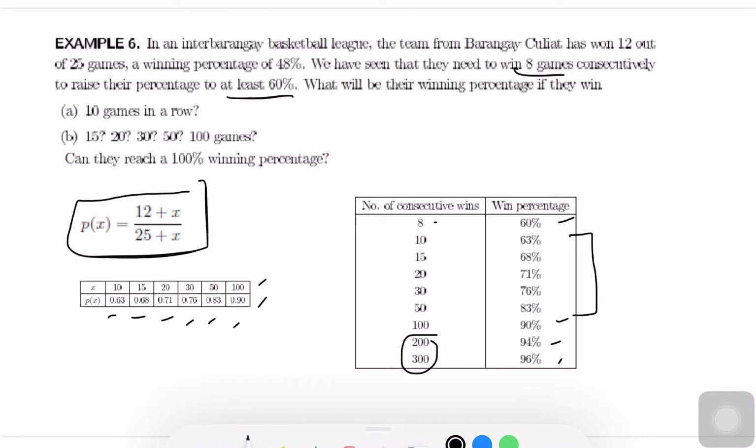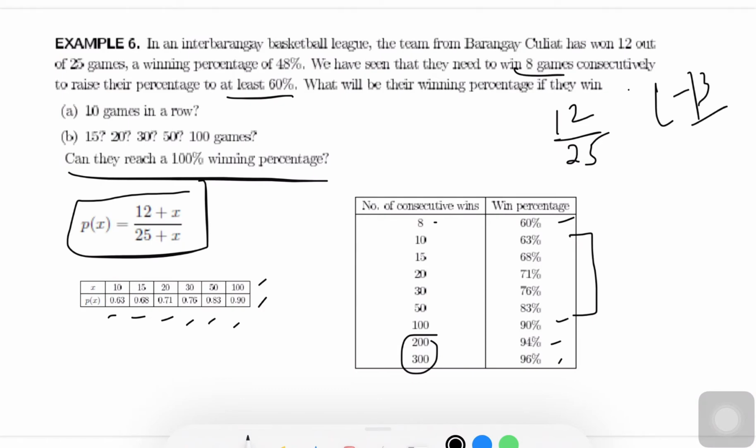Okay, until 90%. Now the question, can they reach 100%? Can they? Okay, no. The fact that they already lost 13 games, right? 12 over 25, they already lost 13 games. So they cannot have a 100% winning percentage, because 100% means they do not lose even one game.